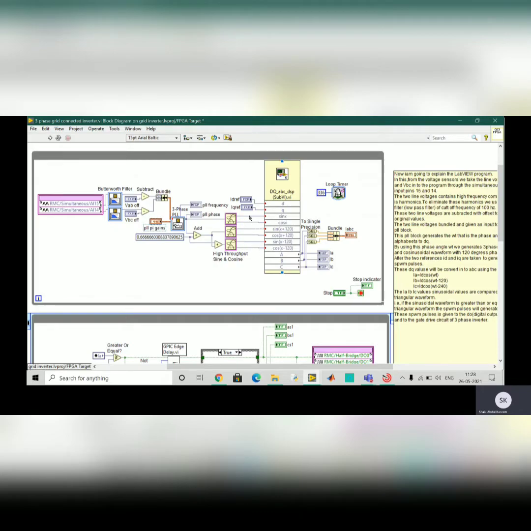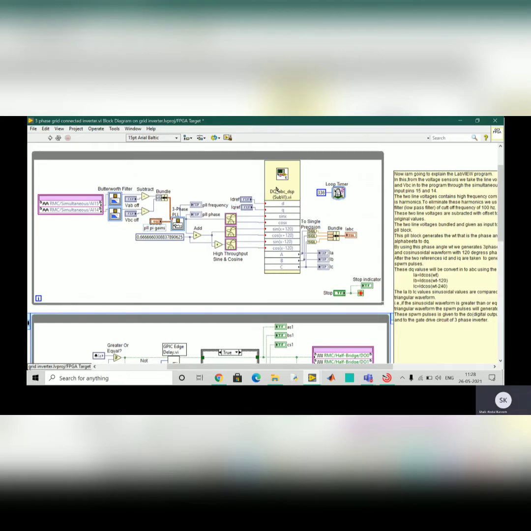So the outputs of this high throughput sine and cosine generator block will be given to the DQ to ABC conversion block. And the two more inputs that will come to this block are ID reference and IQ reference. So here the ID reference and IQ reference are set manually, and we'll make sure that IQ reference will be 0 because the output values of grid should be in phase with the inverter. So we will be avoiding the quadrature component here.